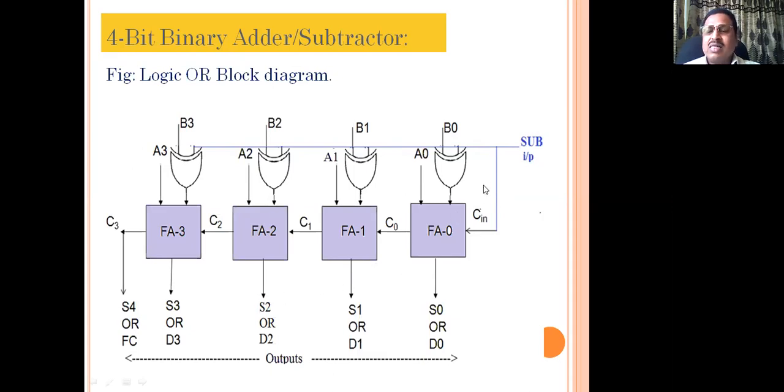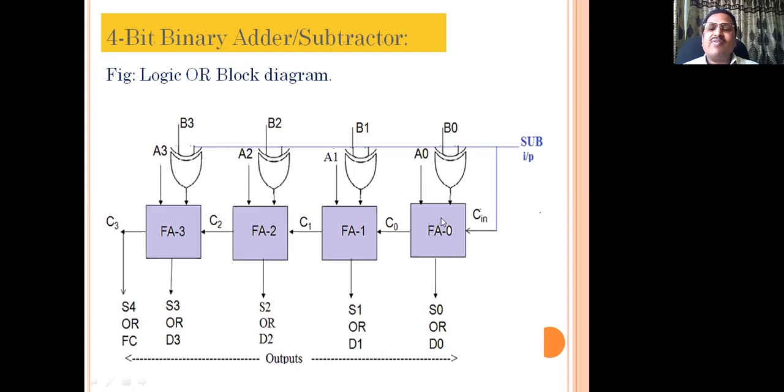But when the subtract input is at logic 1, or high, the 4 XOR gates will produce the inverted output of the remaining input. That means B3 bar, B2 bar, B1 bar, B0 bar will be produced when subtract is at logic 1. That means we get the ones complement of number B as the output of the 4 XOR gates. At the same instant, if subtract is at logic 1, carry in becomes 1. So an additional 1 is added to B bar, that is B bar plus 1, which results in B dash, the 2's complement of the second number.